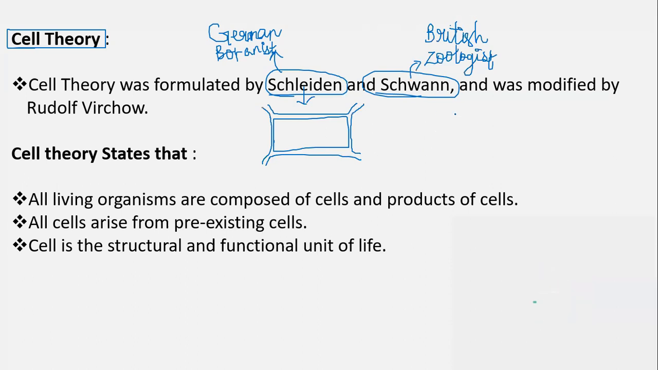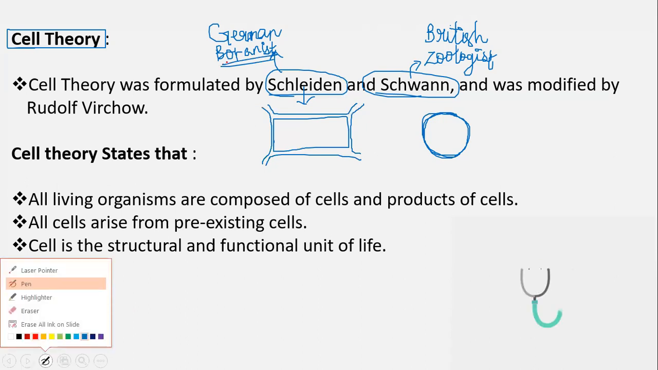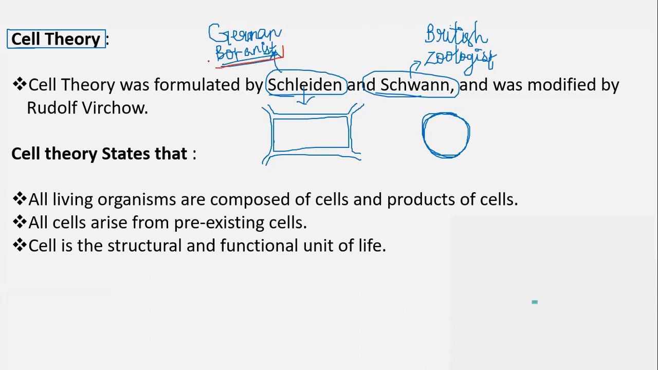But what did Theodor Schwann, who was a British zoologist, propose? That all animals are made up of cells. So, since Schleiden was a botanist, he proposed that all plants were made up of cells. And since Theodor Schwann was a British zoologist, he proposed that all animals are made up of cells.